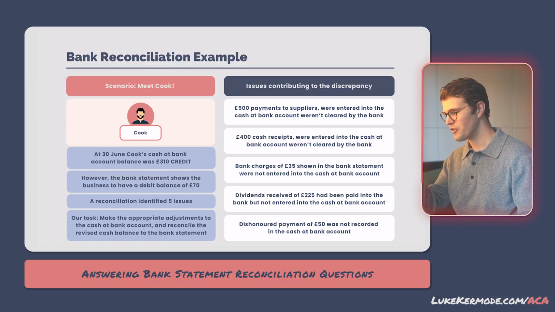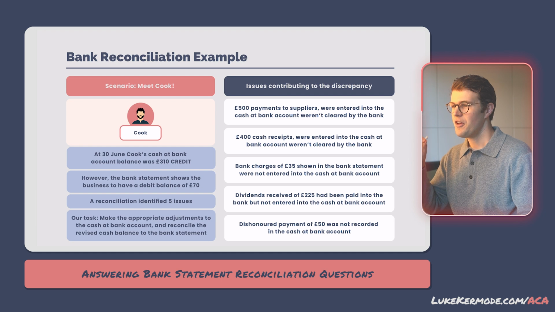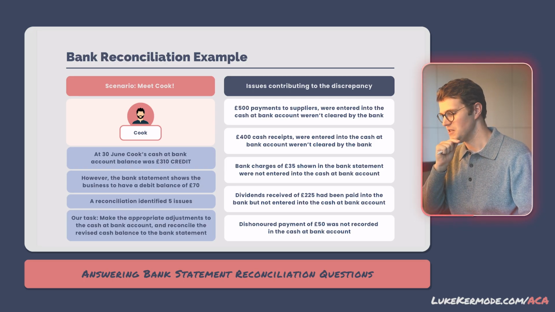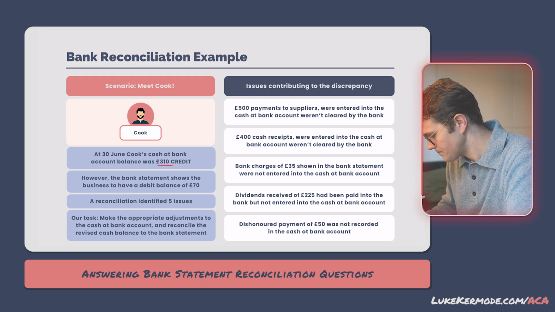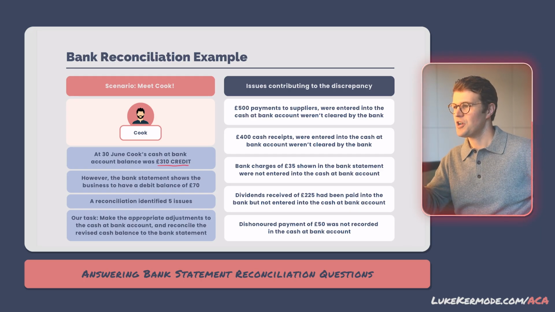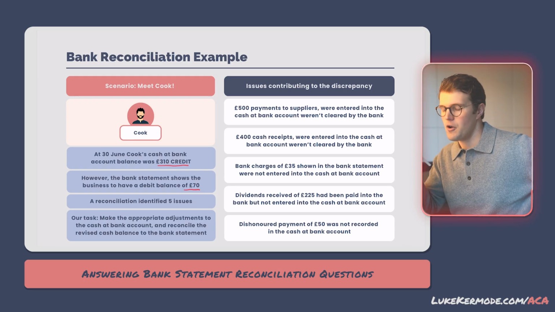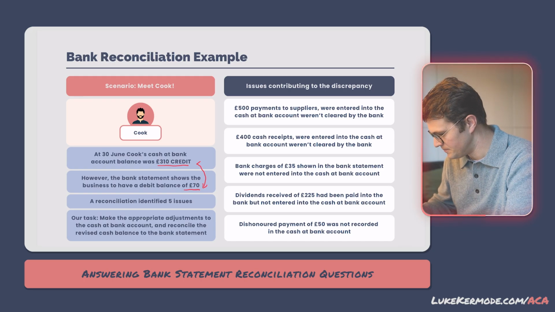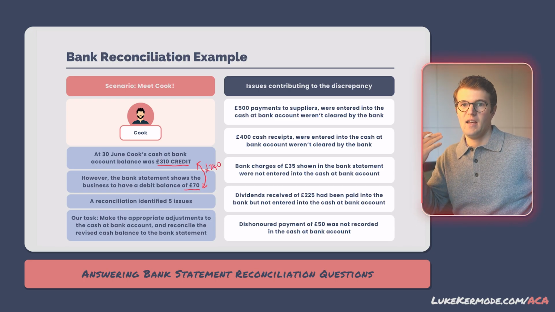Okay, let's start by walking through a worked example of a bank reconciliation question. On the 30th of June, Cook's nominal ledger cash at bank account shows a credit balance of £310, meaning the business is overdrawn by £310. However, the bank statement at that date shows a smaller overdraft of just £70. So there's a discrepancy of £240 that we need to investigate and explain.